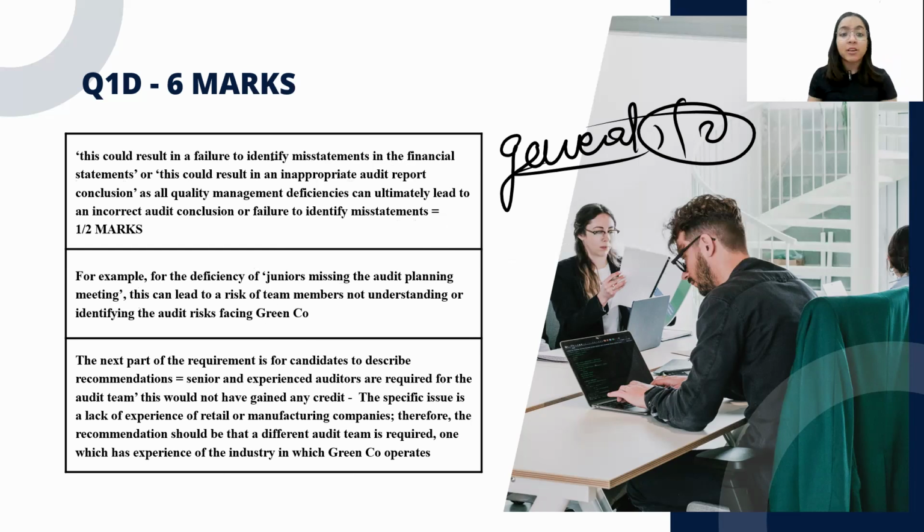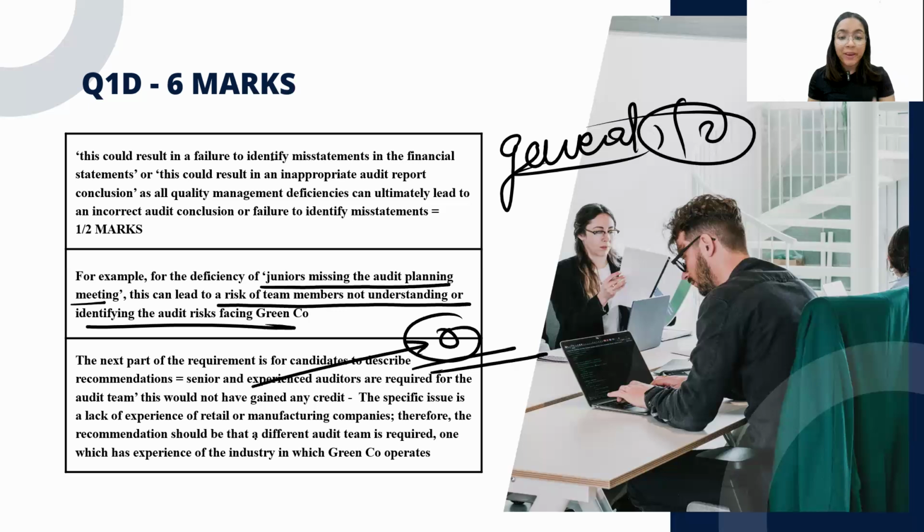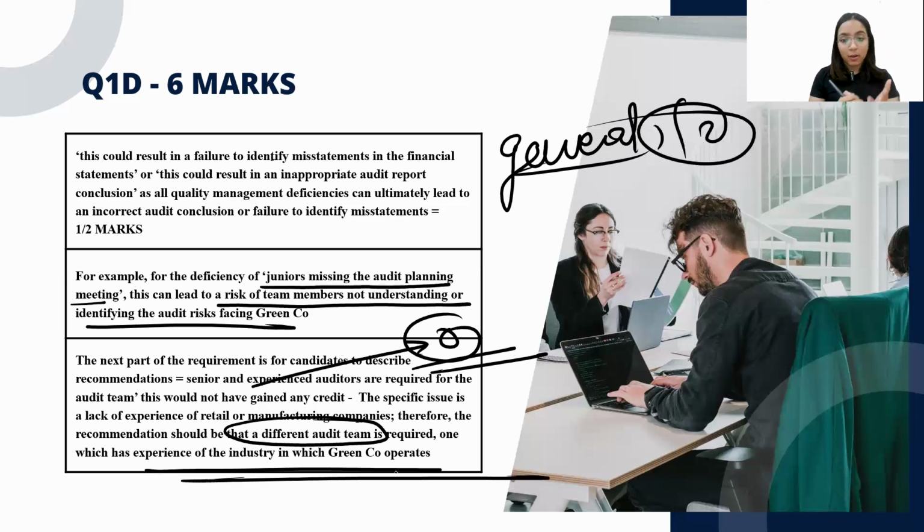The specific answer, what? If juniors will not attend the audit planning meeting, they will lead to the risk of them not understanding or identifying the audit risk. Okay. The next part is regarding the recommendation. Okay. Senior and experienced auditors are required for the audit team. 0 marks. The specific issue was you should have hired a different team which have an experience of industry in which Green Company operates. Okay.